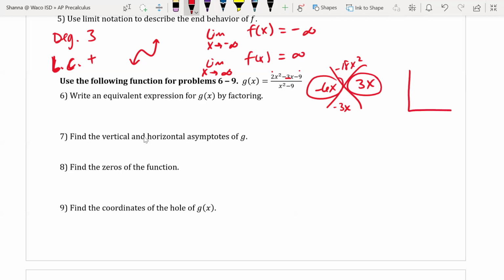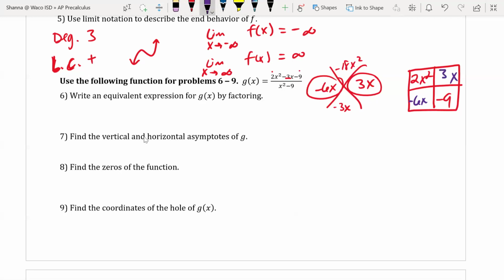Y'all remember the box? The 2 by 2. Your first term goes in the first box, your last term goes in the last box, and your numbers that work go in the empty boxes. You either can do that.